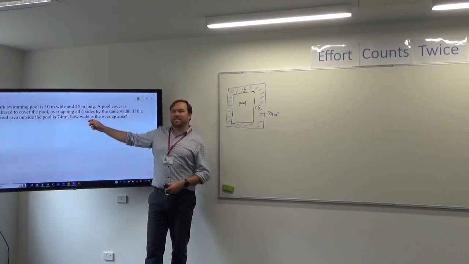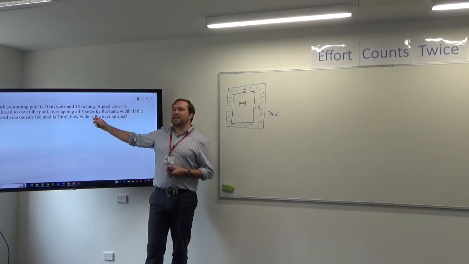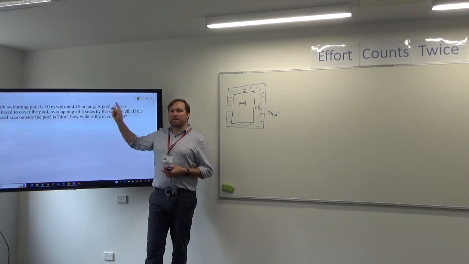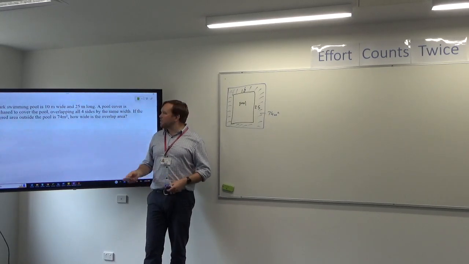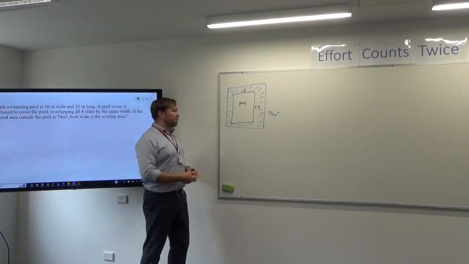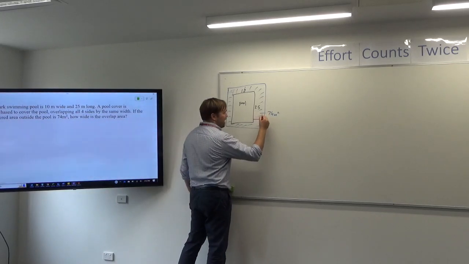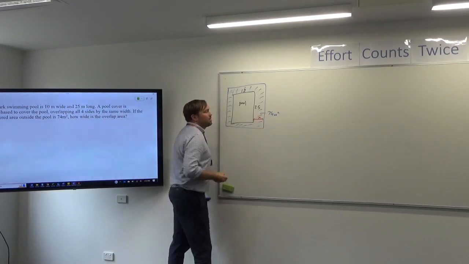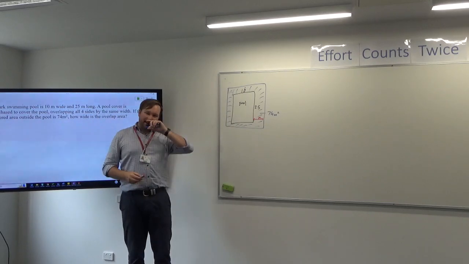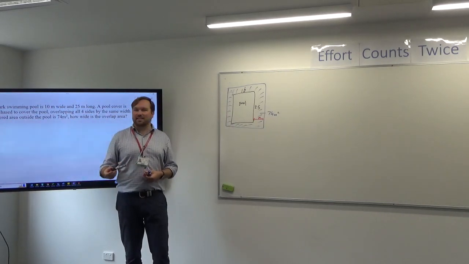This is the key to defining your x. Whatever it asks, let that be your x. So when it says, how wide is the overlap? Great, this is your x. That's the overlap, that's x. Now, any ideas where we're going from here?